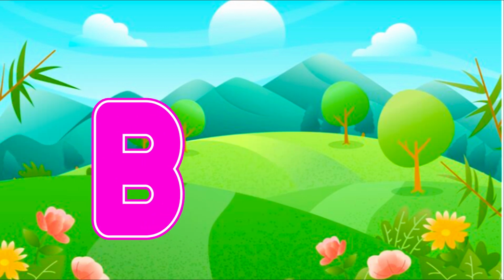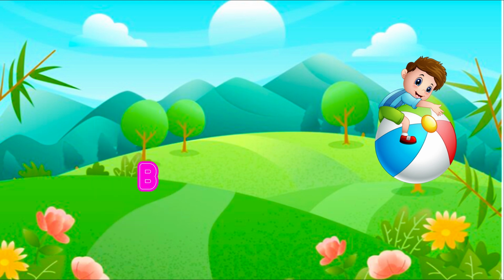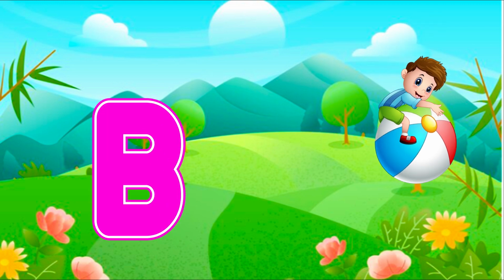B is for ball, b, b, ball. B is for balloon, b, b, balloon. B is for b, b, b, b, ball. B is for b, b, b, b, balloon.